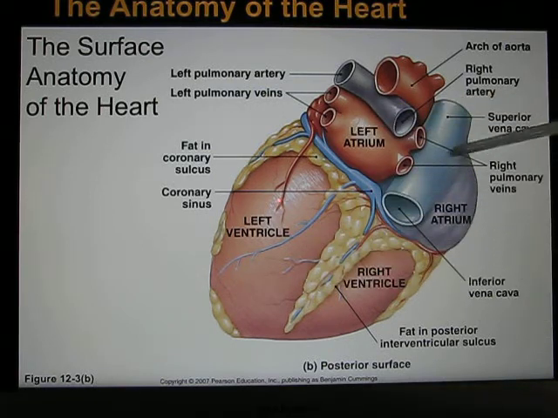And this is the right atrium. They pick up the deoxygenated blood from your body, so it connects with the vena cava. You have the superior vena cava and the inferior vena cava.